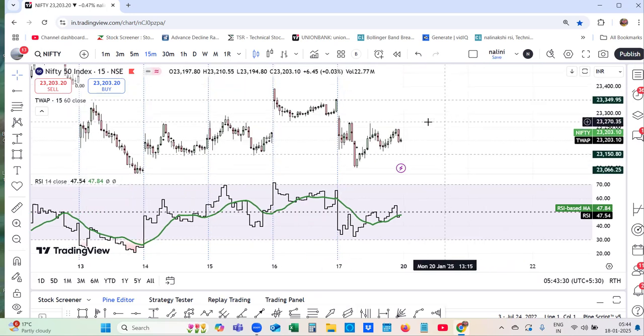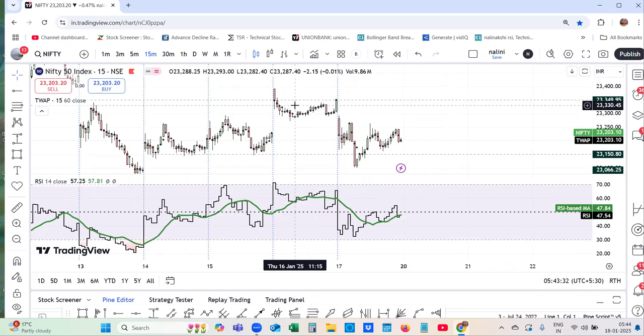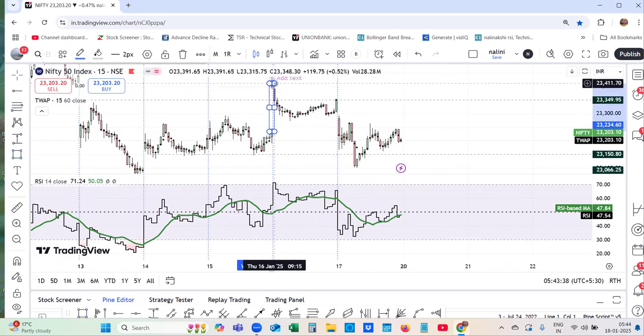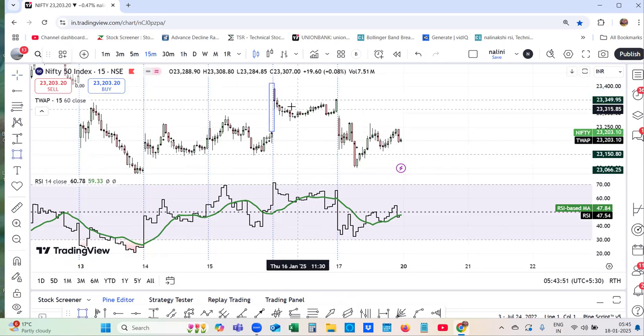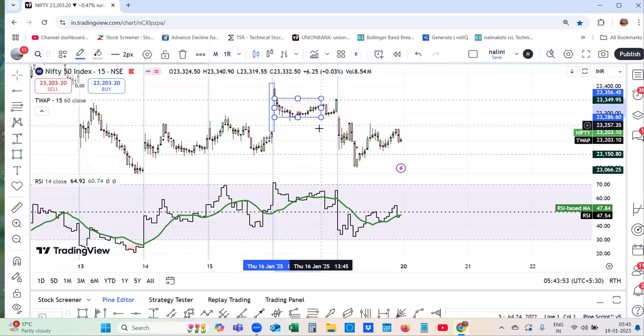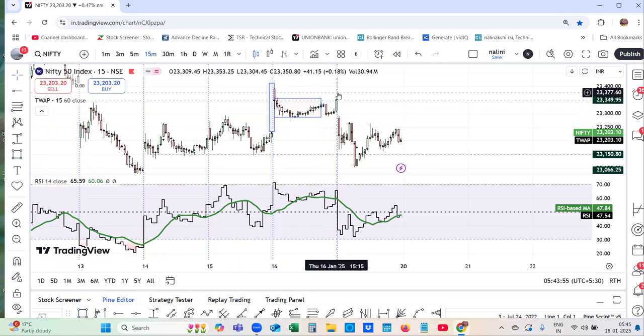Here, the same type of presentation was there on Thursday. It was a volatility spike, a gap up spike, and then this was the spike while closing. It is also just resembling the half Batman pattern. Consolidation in between and a spike before closing.